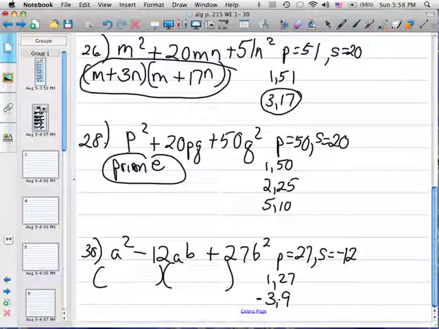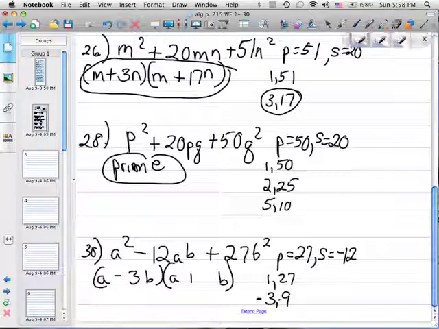So the factors, square root of a squared is a, square root of b squared is b. So ends are a and b. One has to be minus 3b, and the other one minus 9b.